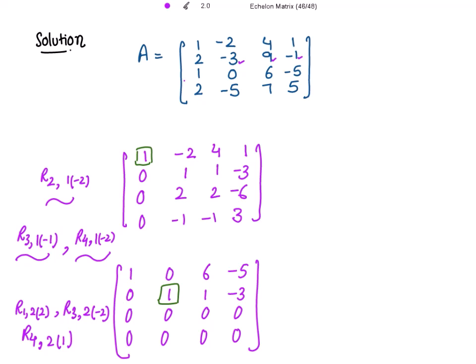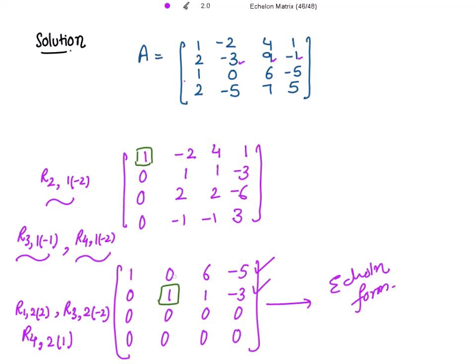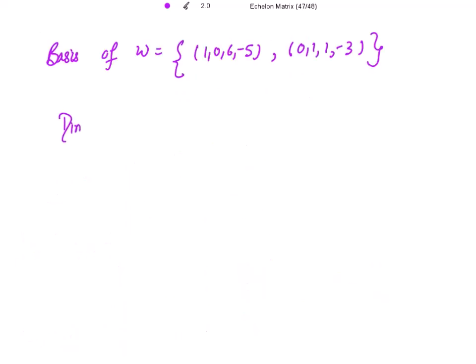For row 3, all the elements are 0, so there is no leading entry in row 3. And also there is no leading entry for row 4, right? So this is our echelon form matrix. Because these two are the non-zero rows, the basis of W becomes (1, 0, 6, -5) and (0, 1, 1, -3). And what is the dimension of the subspace W? How many elements are present in the basis? 2. So the dimension of W is 2.